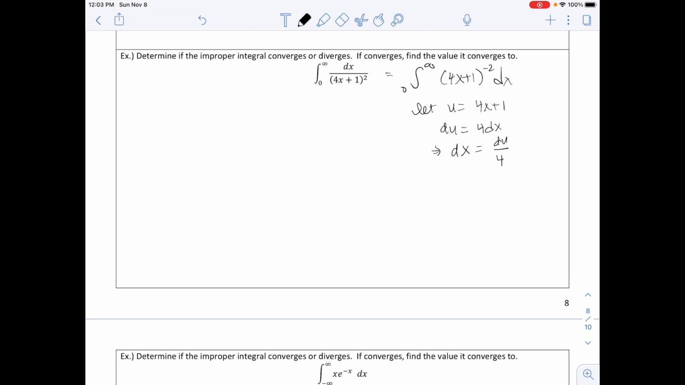And then also remember that when we do this, we have to change our limits of integration. So before I do this, I'm going to go ahead and rewrite this as the limit as b approaches infinity, from 0 to b of (4x+1)^-2 dx. And substituting in my lower limit and my upper limit of integration, I'm going to change those since I did change my variable.